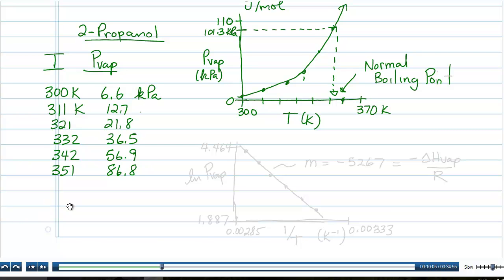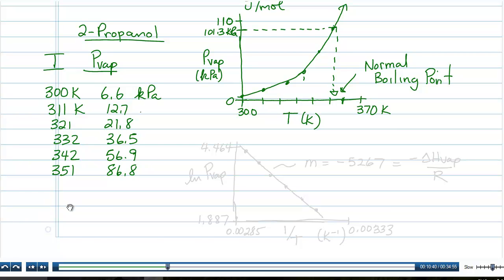Okay? The definition of normal boiling point, you can write the definition down for yourself. It's the temperature at which the vapor pressure of a liquid is standard pressure, or 101.3 kilopascals. So the normal boiling point, one more time, is the temperature at which the vapor pressure of a liquid is equal to 101.3 kilopascals.